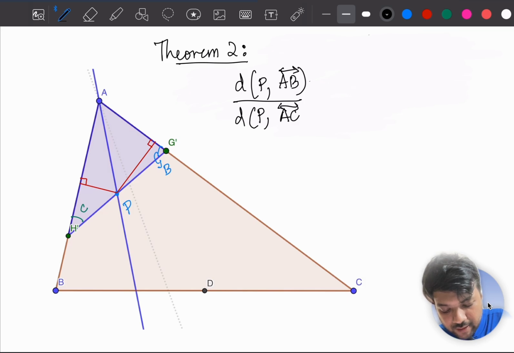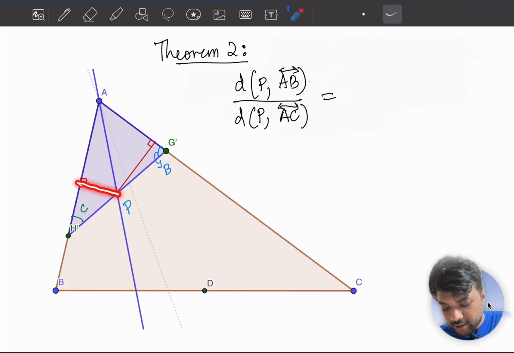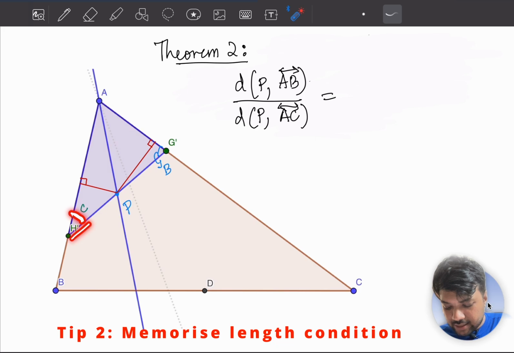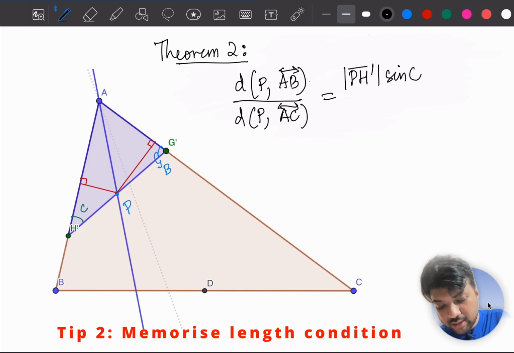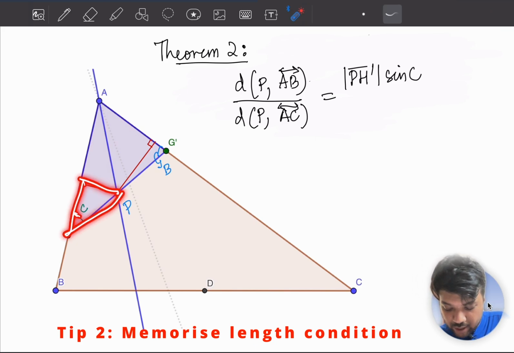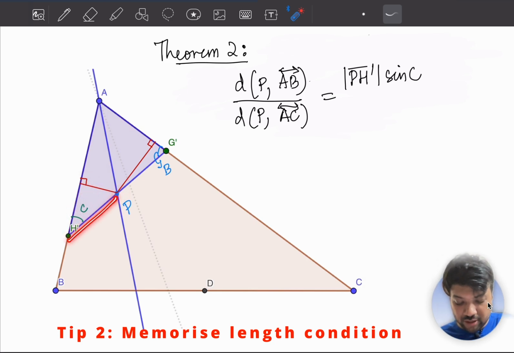If I try to calculate this, notice this perpendicular distance can be computed by trigonometry. So if you take this perpendicular distance in this right angle triangle, you know this is angle C and this is PH'. So you can write PH' as the hypotenuse, so you just take the length of the segment PH' into sine C, because this is the opposite side to angle C in a right angle triangle, and the hypotenuse is PH'.